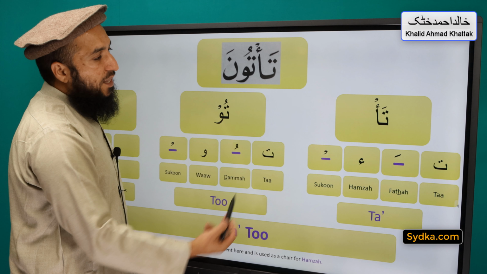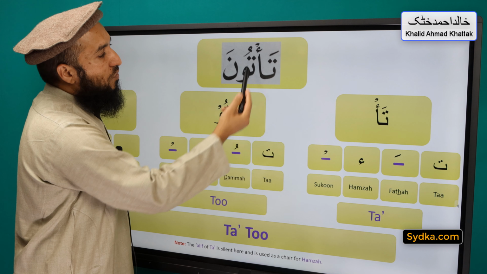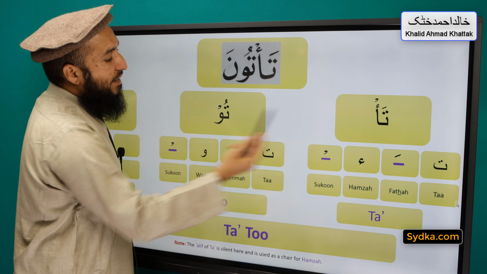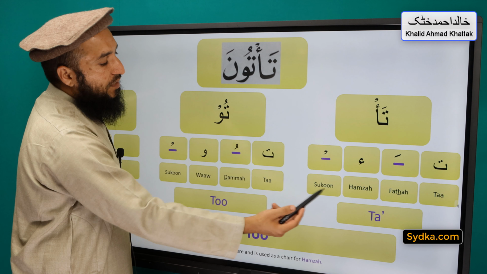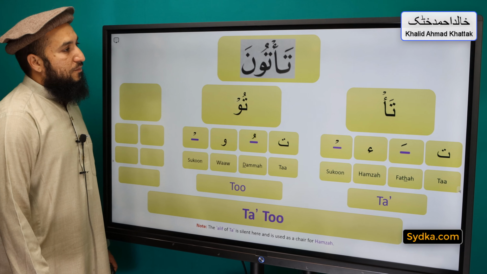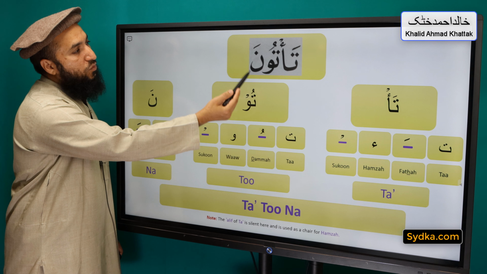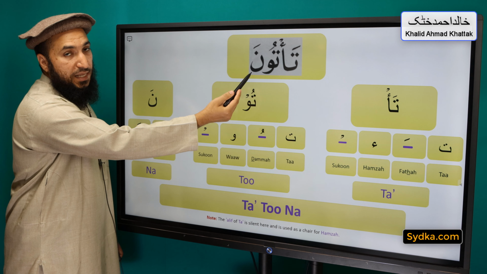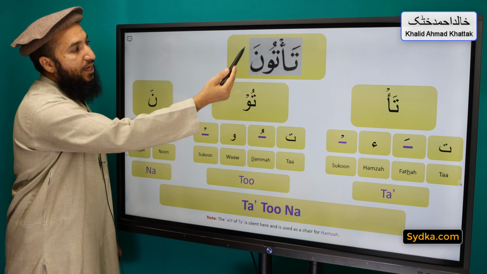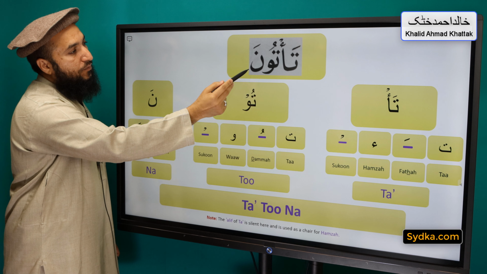Combining both syllables together we have ta tu, ta tu, ta tu. The next syllable we have is noon fathana. Noon is a light letter, it has fatha on top of it, and it is prolonged for 1 count.